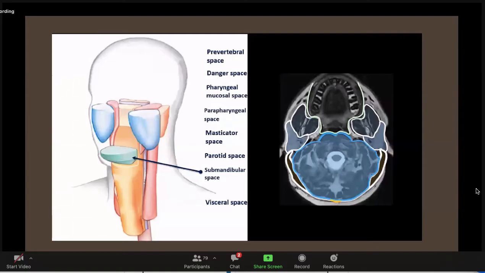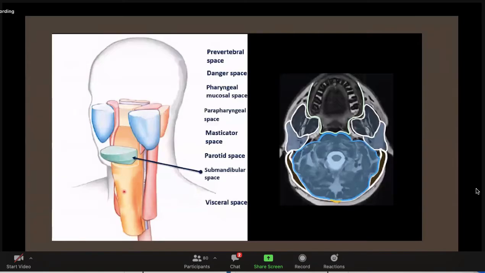This fascia will form cylindrical compartments that will extend from the skull base all the way to the superior mediastinum. Centrally in the neck, we have the pharyngeal mucosal space, which is represented here in orange, which is defined by the buccopharyngeal fascia or the middle layer of the deep cervical fascia. It extends inferiorly at the infrahyoid level as the visceral space and contains the trachea and esophagus.